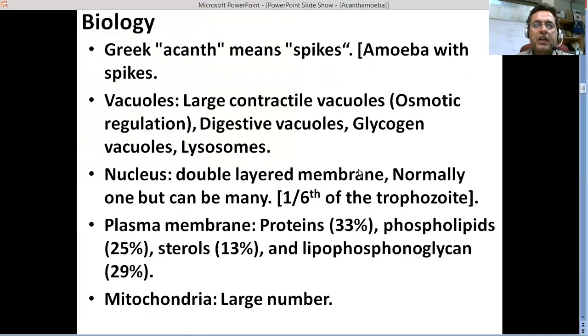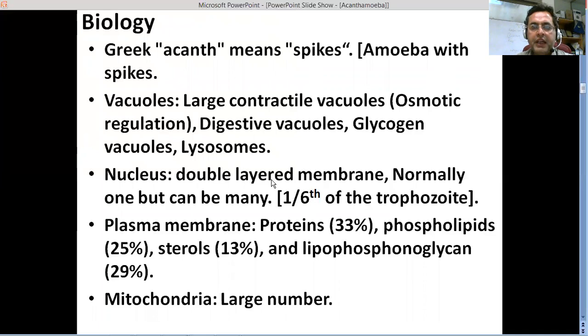The nucleus is just like any nucleus in the eukaryotic cells. It's protected by a double-layered membrane. Normally there is one, but there can be many. Some studies suggest that there can be many of them. It would take about one-sixth of the trophozoite volume inside the trophozoite.